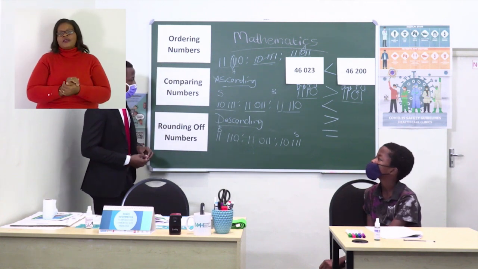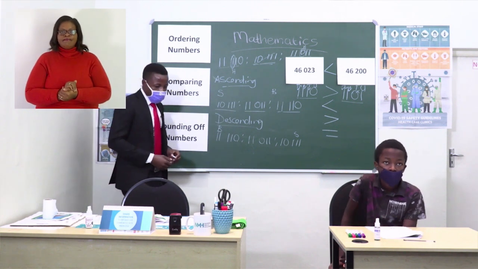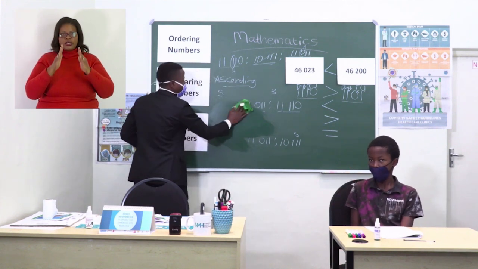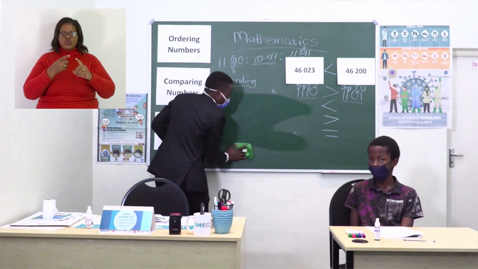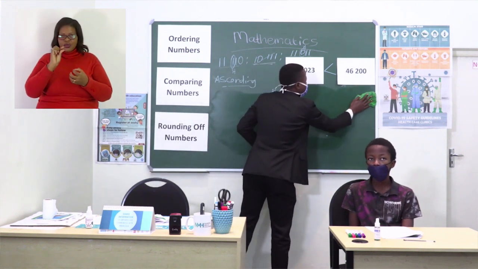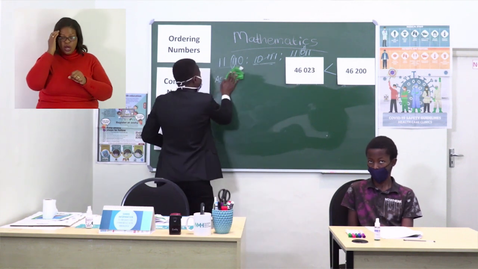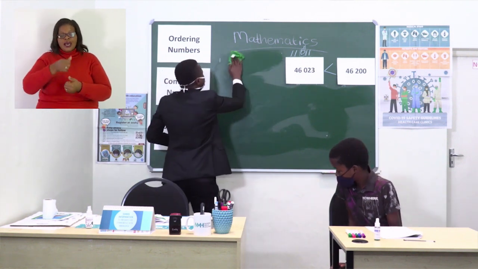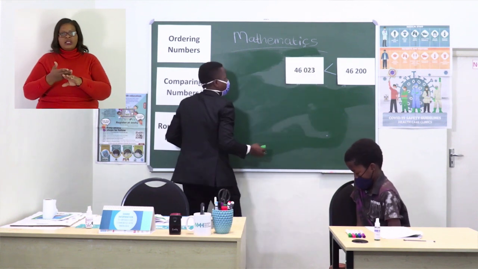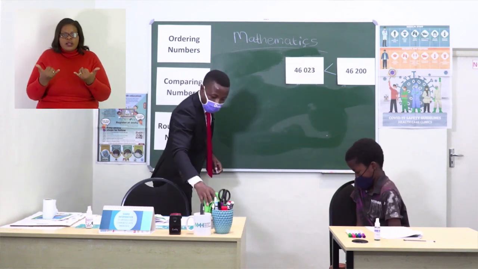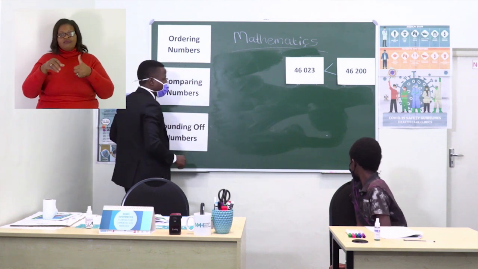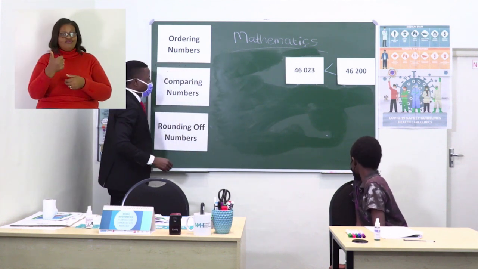Now we need to move to rounding of numbers. Rounding of numbers may require a few certain things that you need to do as a person. And you need to remember these examples or points that I'm going to explain to you so that you will be a good learner when it comes to rounding of numbers.